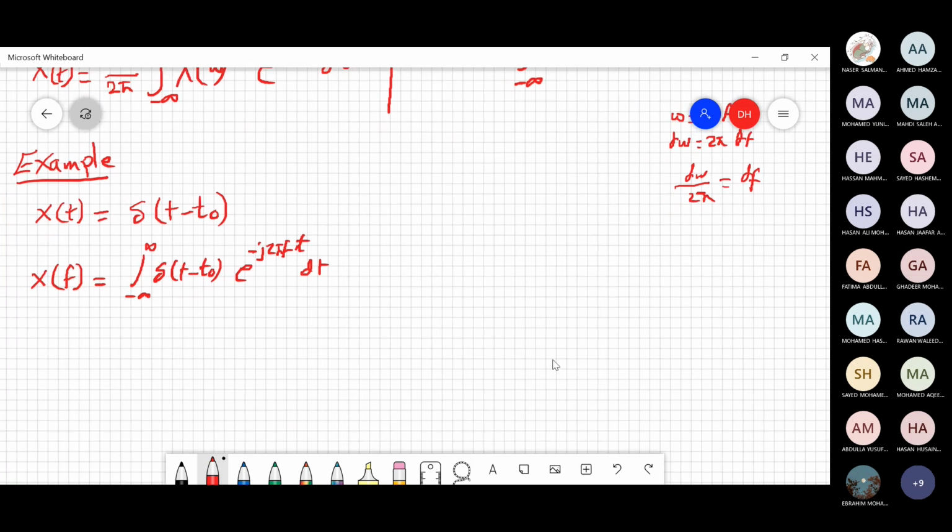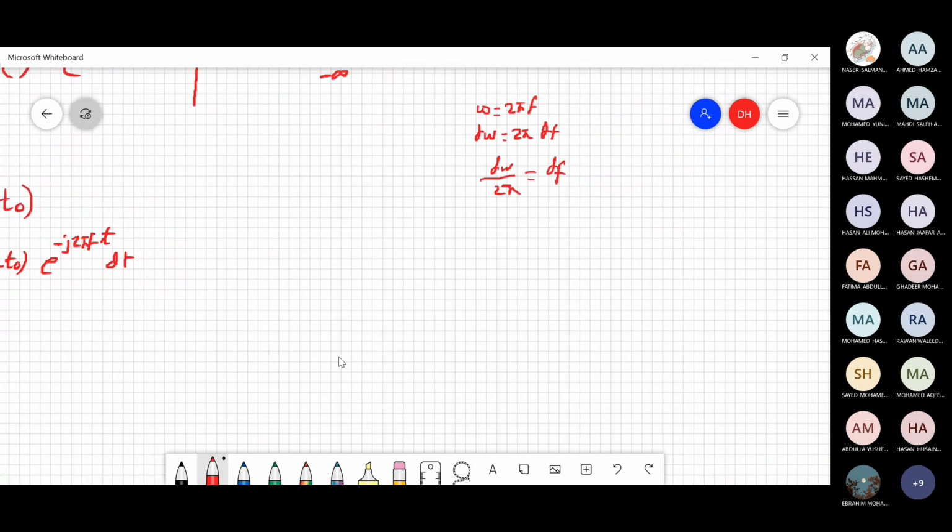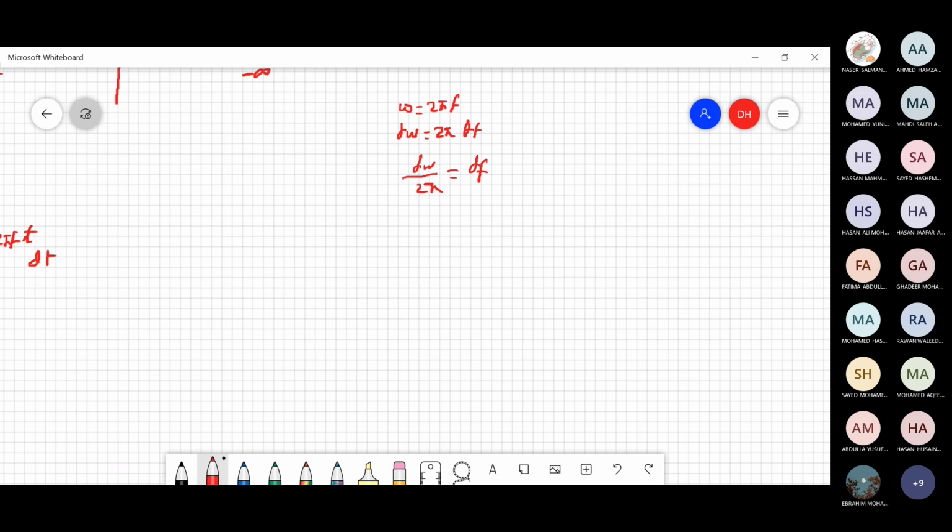Okay, we said that if we have the integration of f of t times delta of t minus t naught with respect to t, then we just need to evaluate f at t naught. This is not really integration, it is just evaluation. We need to evaluate this at t naught, so it is equal to f of t naught.